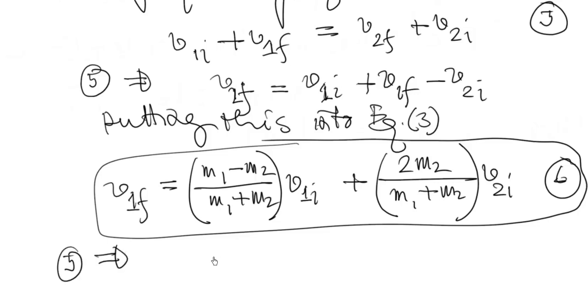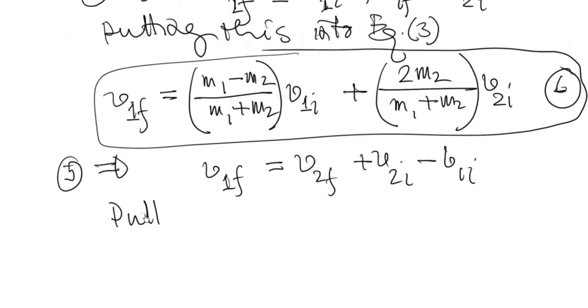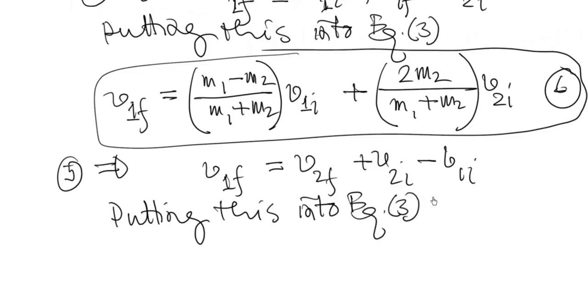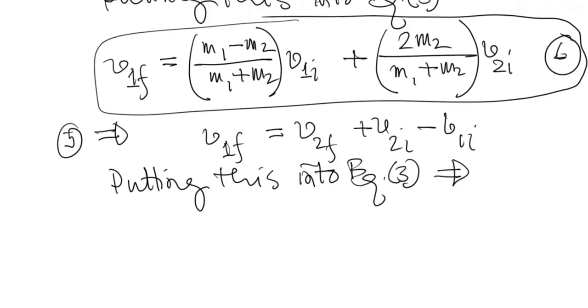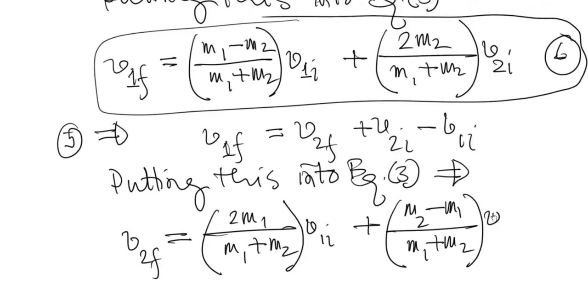Similarly, equation 5 can also be written as v1F equal to v2F plus v2I minus v1I. Putting this into equation 3, in a similar way as we did previously, we will finally get v2F equal to twice m1 divided by (m1 plus m2) times v1I, plus (m2 minus m1) divided by (m1 plus m2) times v2I.